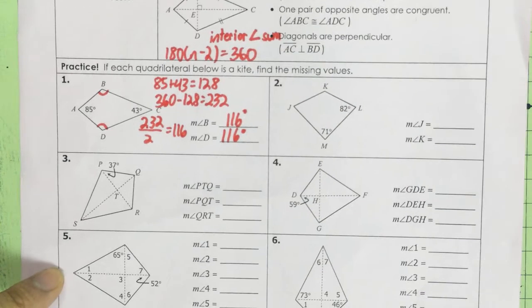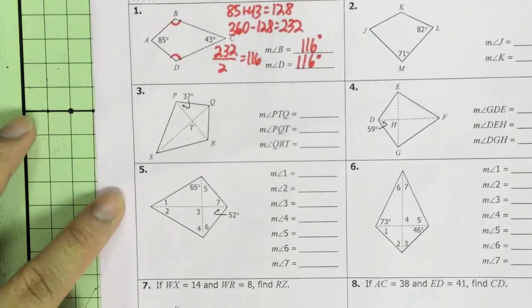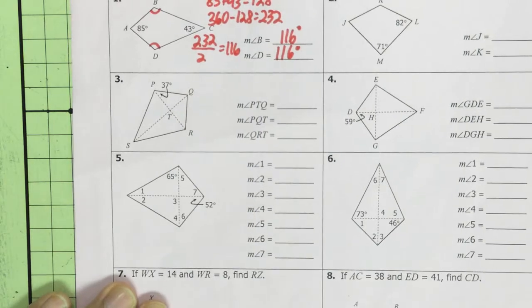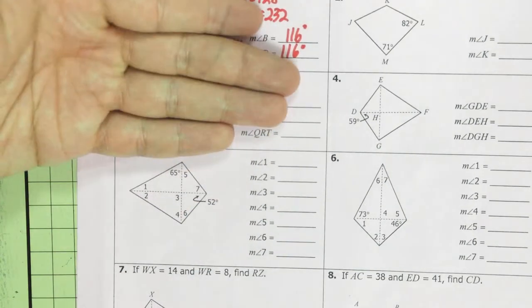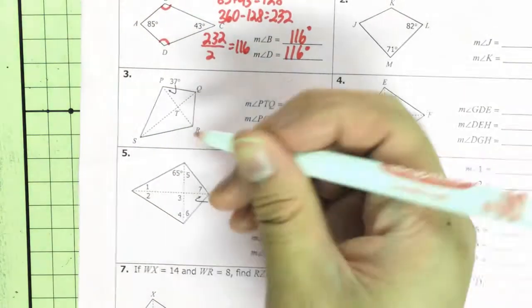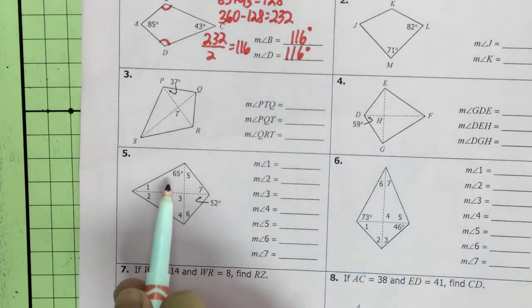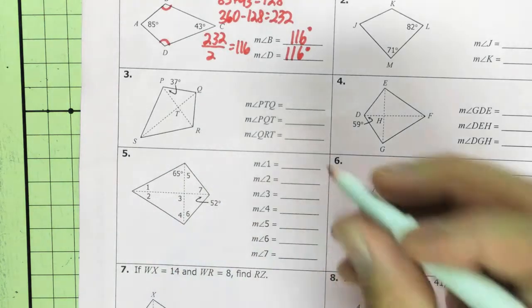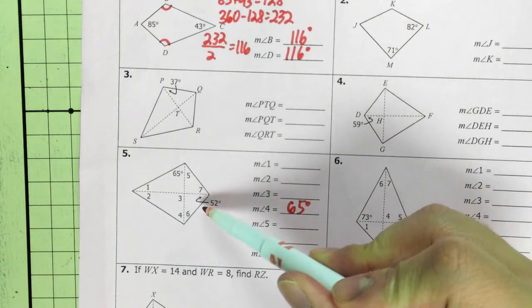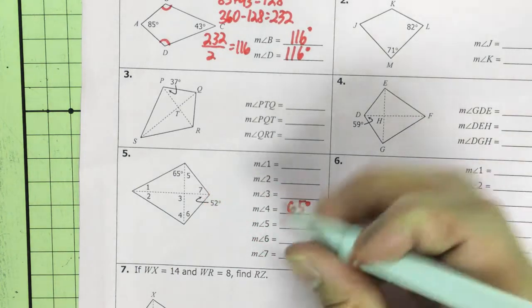Okay. Next, I want to do something like number 5. Number 5 looks like a lot, but it's not, because half of these angles are congruent with the other half. So, properties of kites. My kite can fold this way. The top and the bottom are symmetric. That means 65 up here is congruent with angle 4. 52 over here is congruent with angle 7.